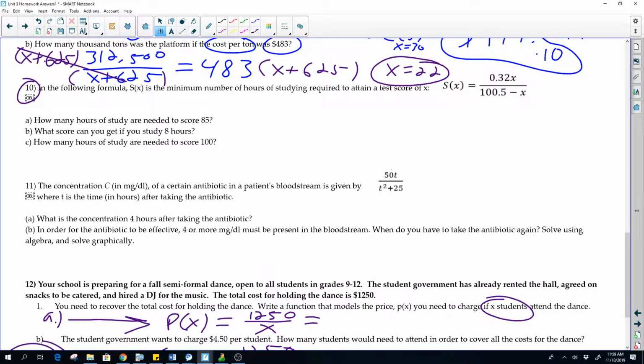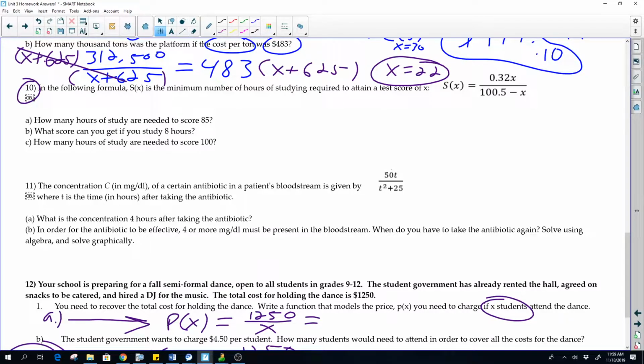Okay, so S of x is the minimum number of hours of studying required to attain a test score of x. So how many hours of study? Well, S of x is the number of hours of studying required to attain a test score of x. So x is your test score. So how many hours do you need to attain x?